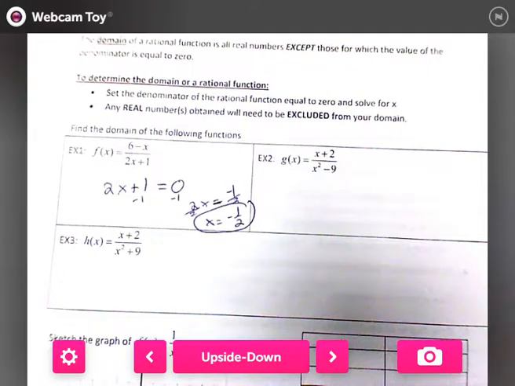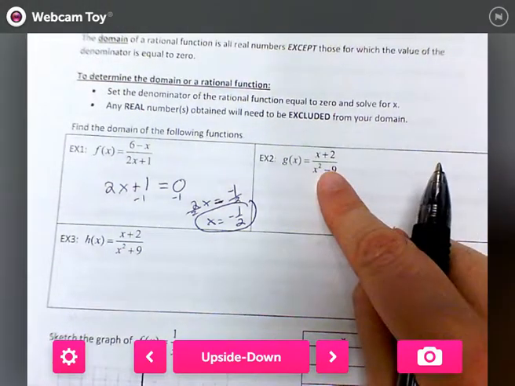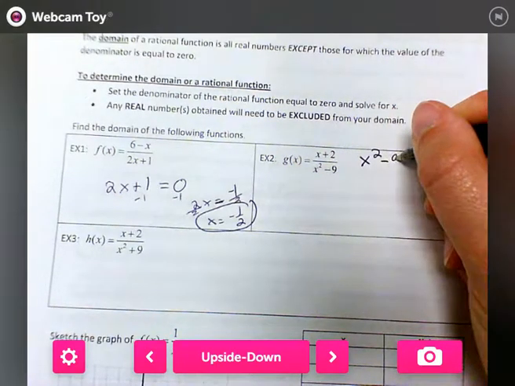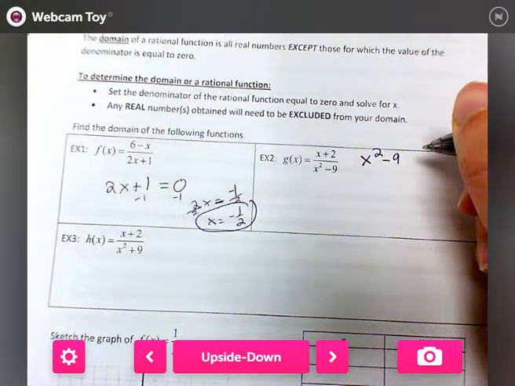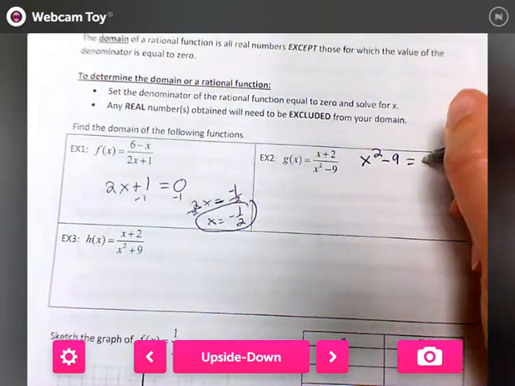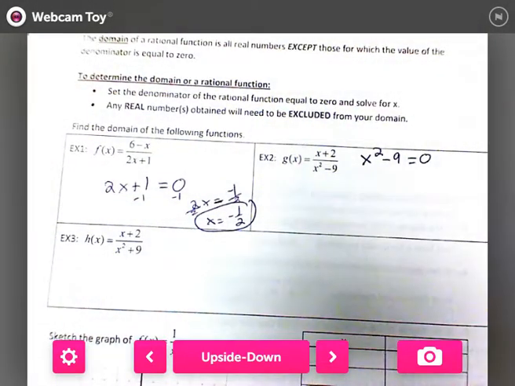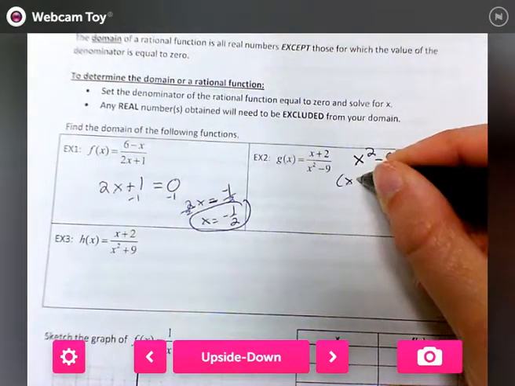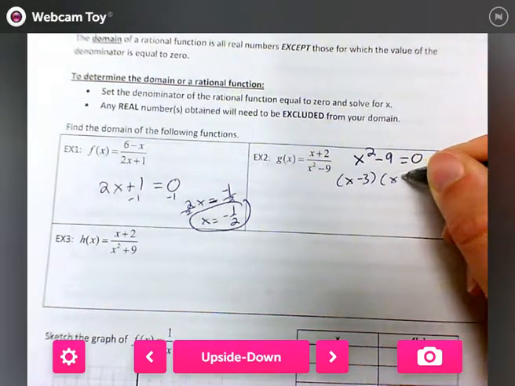Okay. Number 2, we've got x squared minus 9. Do we remember how to factor that? We'll multiply. We've got x squared minus 9. 3 and 3, 3 negative. So x minus 3 and x plus 3 equals 0.